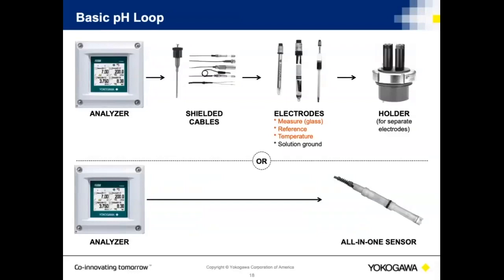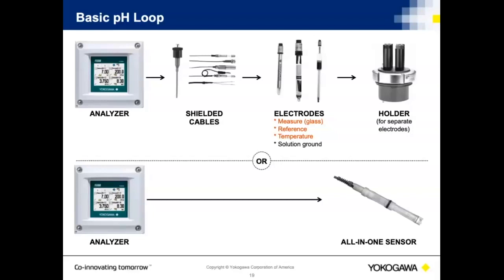The holder becomes very critical in high purity measurements because it must be made of stainless steel. When I look at the electrode set itself, it's always going to contain 4 different electrodes: a measuring electrode, a reference electrode, and a temperature compensator, as well as a solution ground.